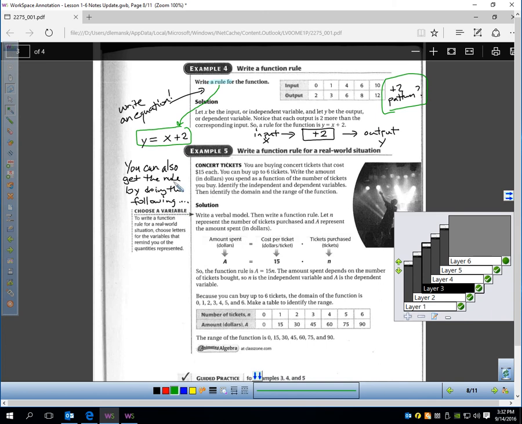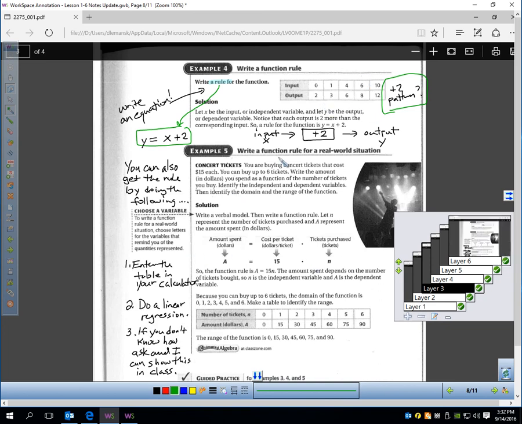You could also get the rule by doing the following. In case you couldn't figure out the pattern, you could get it by entering this table in your calculator, doing what's called a linear regression, and it would produce the rule. If you don't know how to do that, ask, and I can show that process in class. I don't have time on the video.